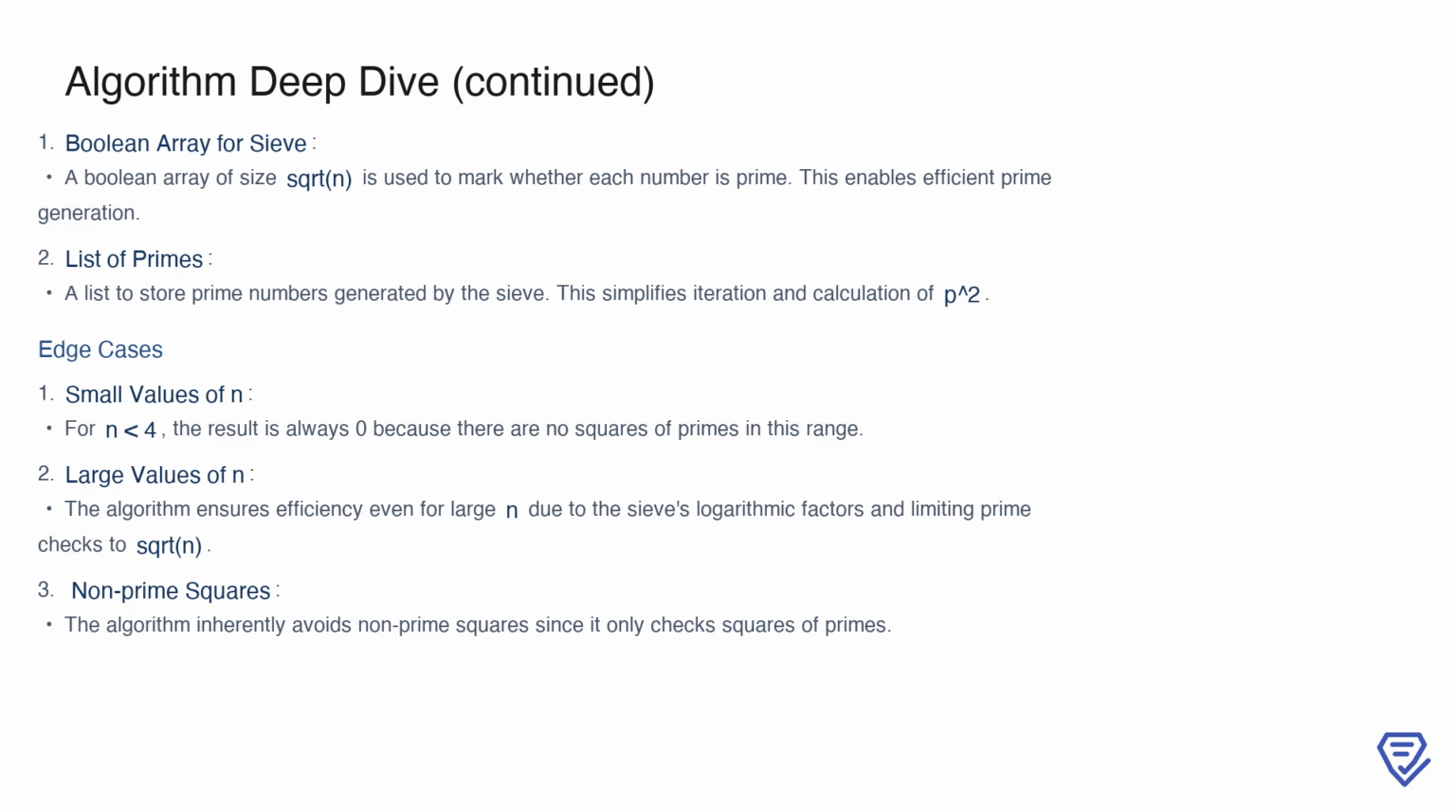Considering edge cases, for values of n less than 4, the result is always 0 because there are no squares of primes within this range. For larger values of n, the algorithm remains efficient due to its logarithmic factors and the restriction of prime checks to the square root of n. Finally, non-prime squares are automatically excluded because the algorithm only considers squares of numbers identified as prime through the sieve.